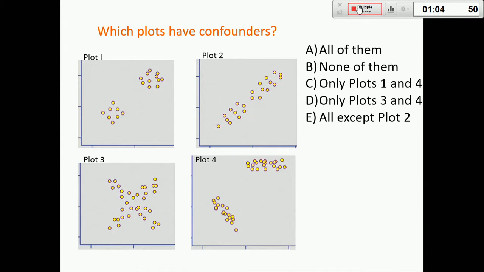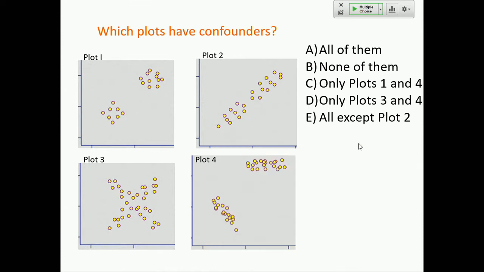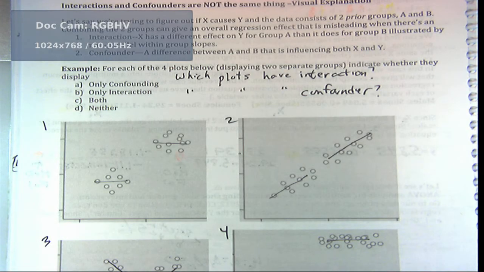Okay, and I'm going to stop it and see what you said. The answer here is C. Let's see if you got that. No, you didn't quite get that. So, okay, we're going to go over that. Why don't we go over that? Let's go to the document camera, and let's answer these questions and go over.